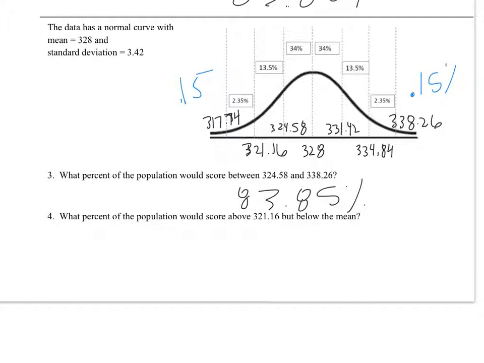And my last question says above 321, so above this, but below the mean. You have to know that this line right here represents the mean. So above 321, so this is my 321, but below my mean, it's these 2 sections right here. If I add up those 2 sections, I get 47.5%. So 47.5% of the data lies in between 321.16, but below the mean.